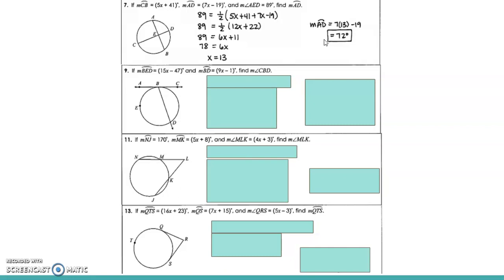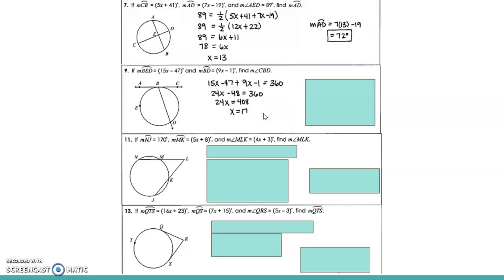Number 9, this picture is an on the circle problem. They told me that the arc BED, so our major arc BED, is 15x minus 47. And then we also have that the minor arc BD is 9x minus 1. And we want to find the measure of angle CBD. When we do this, what we're going to do first is add those expressions together and set it equal to 360 because they make the entire circle.